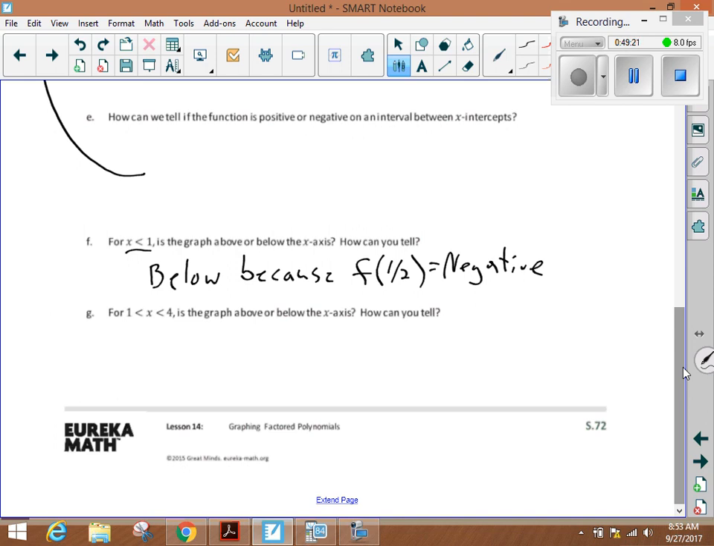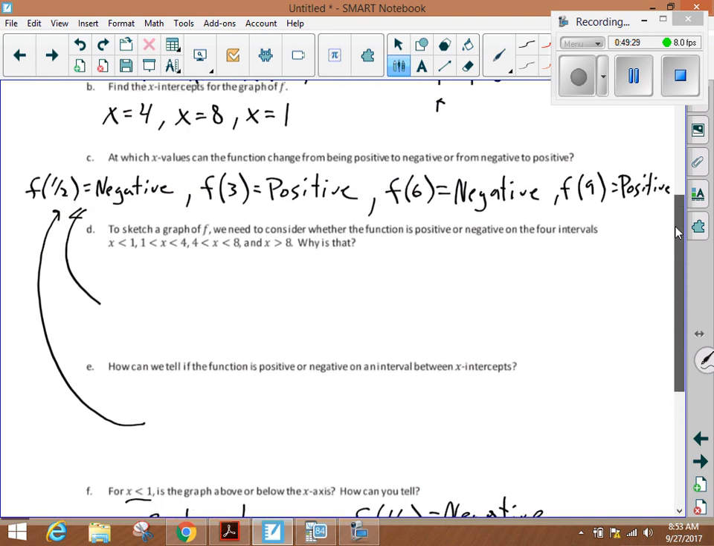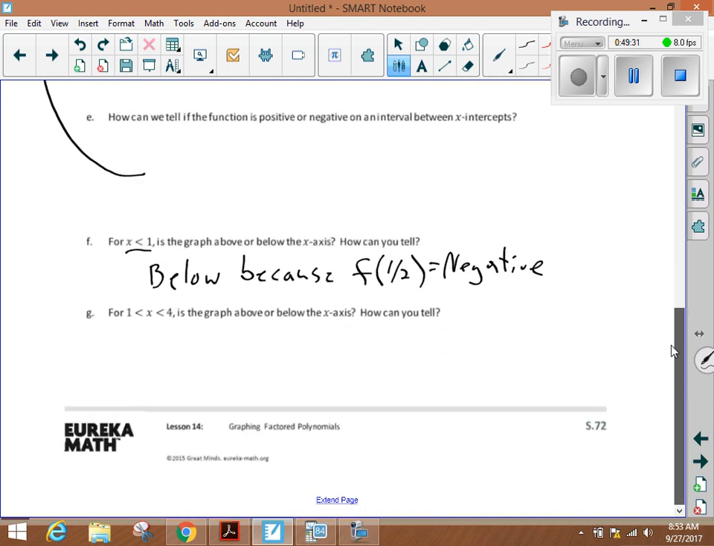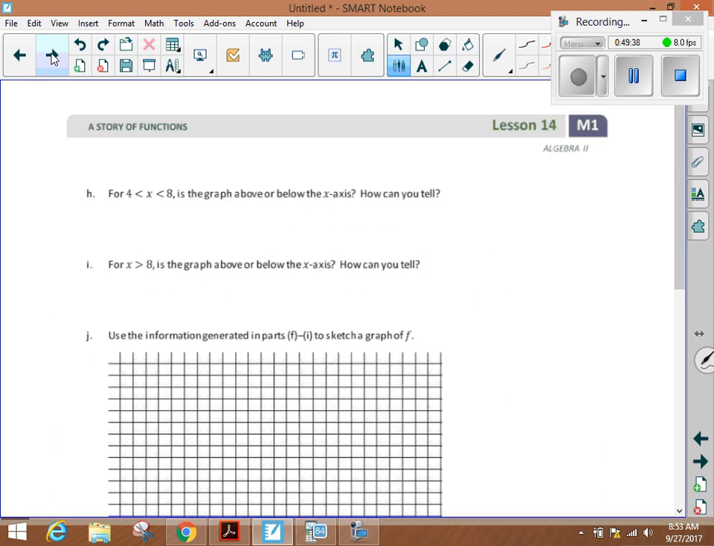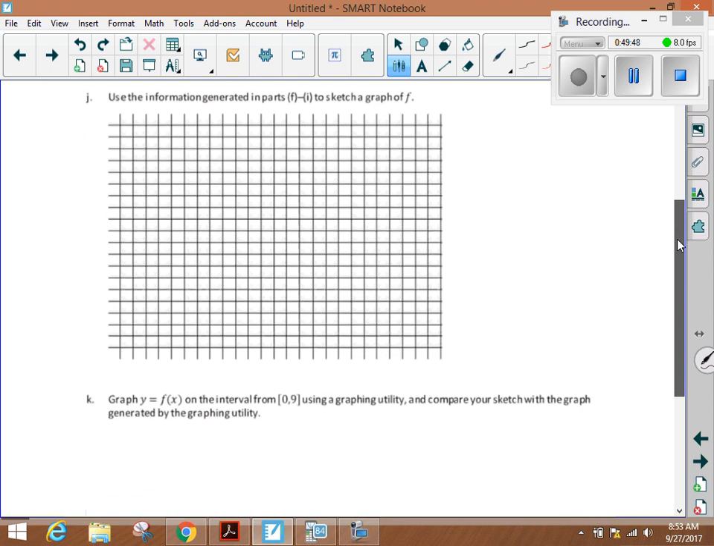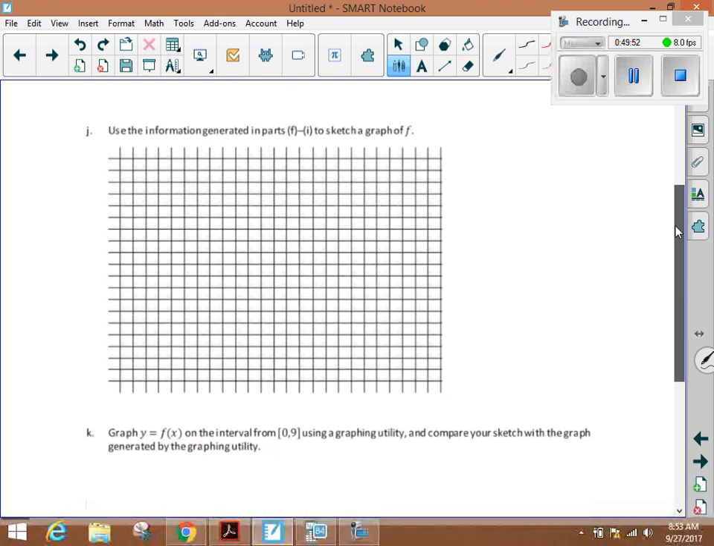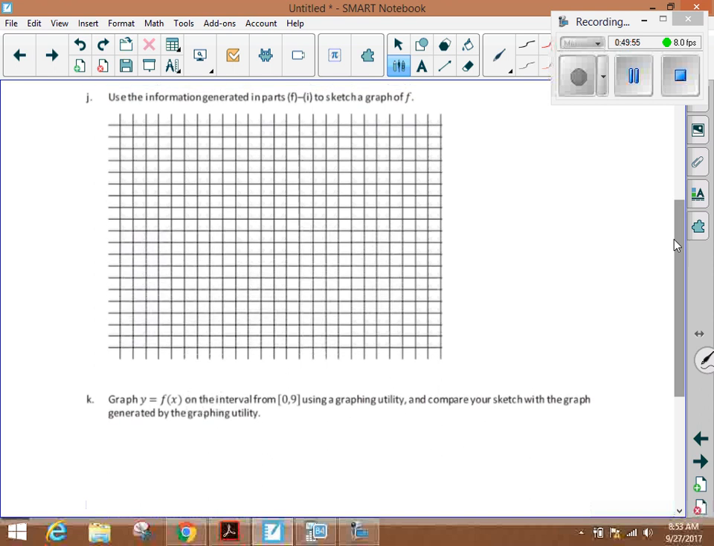Alright, for the interval from x being between 1 and 4, is it above or below? Well, we determined that f of 6 was negative, so it is below. We've already done this as well, haven't we? So we could use this information to graph it. Here we go.